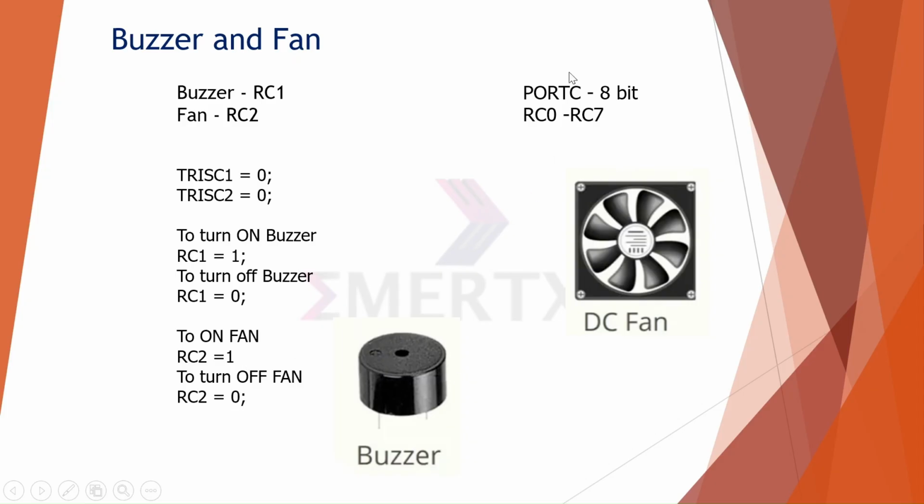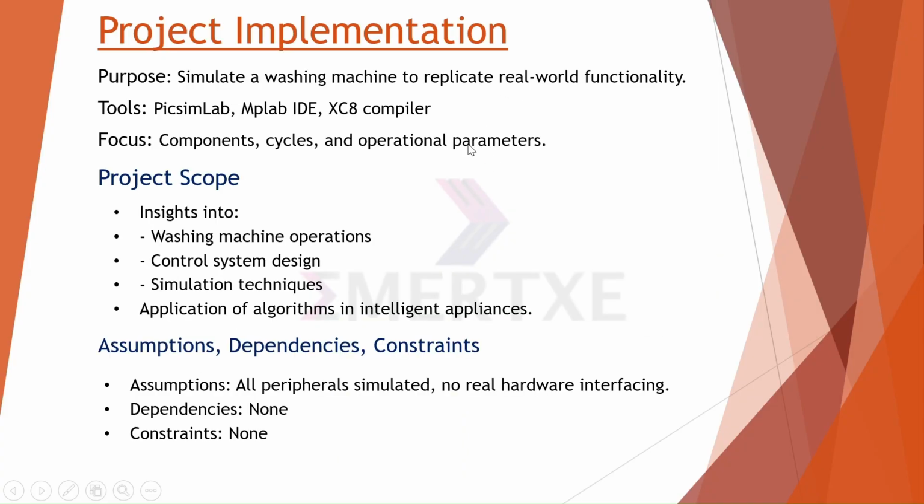Here is a buzzer, here is a DC fan, and port C is an 8-bit port, which has 8 port lines RC0 to RC7. Now we will discuss the project implementation finally. The purpose of this project is to simulate a washing machine to replicate real world functionality. Tools that we required are PicSimLab, MPLAB IDE, and XC8 compiler. Our main focus is on the component cycles and operational parameters.